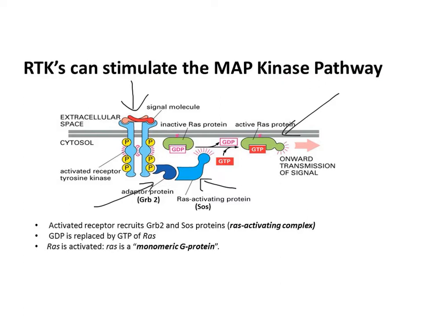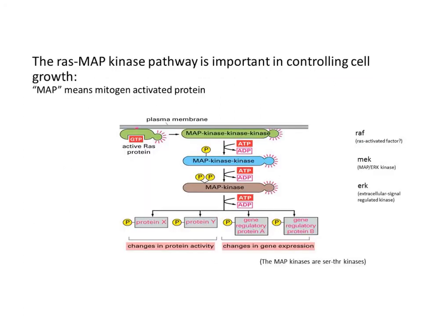So RAS is a G protein, just like the G protein linked receptor pathway we talked about in the last lecture, except that the G protein linked receptor pathway had a trimeric G protein that interacted with that specific receptor. In this case, this is a monomeric G protein. What RAS will activate is what's called the MAP kinase pathway.